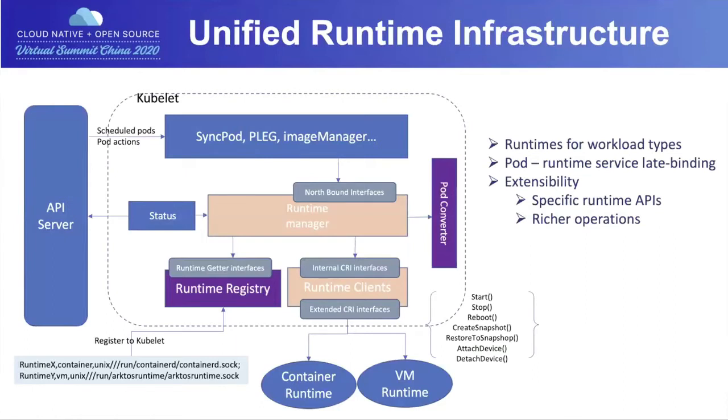Now in actors, when a new pod is created and scheduled, the runtime manager gets the pod. It will call the runtime registry to get the desired runtime service for the pod based on the workload type. The desired runtime service APIs are called for the pod actions. We call this the pod runtime late binding.